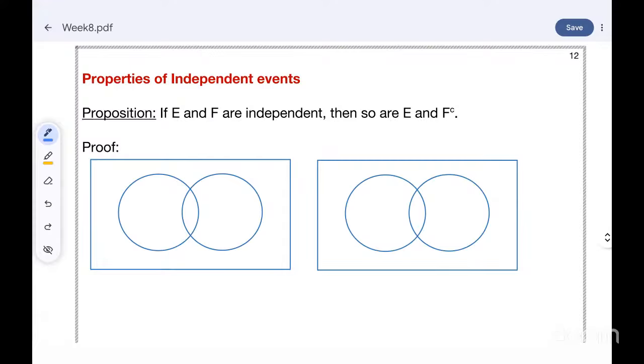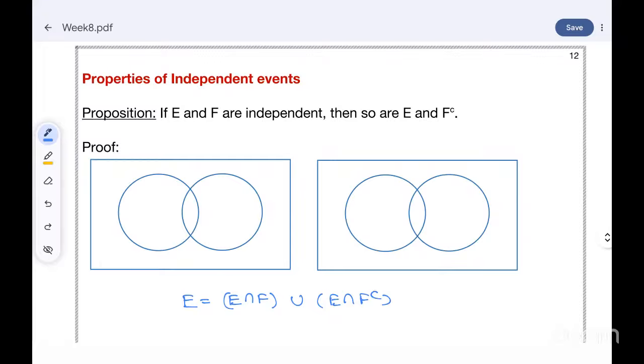Here we'll first try to understand how to explain E using both the sets E intersection F and E intersection F complement. The given thing is that E and F are independent. Now we are going to express E as E intersection F union E intersection F complement.